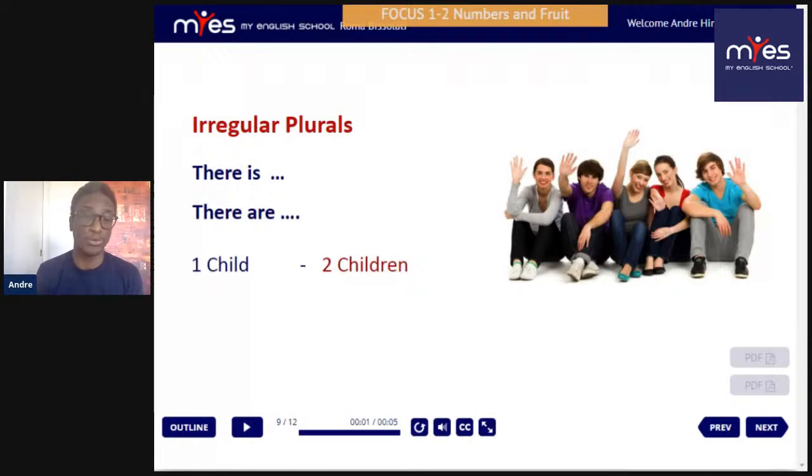This is an irregular plural noun. It does not have an S. So one child, but two or more children. Okay, so that's our first irregular plural. Let's look at the second one.